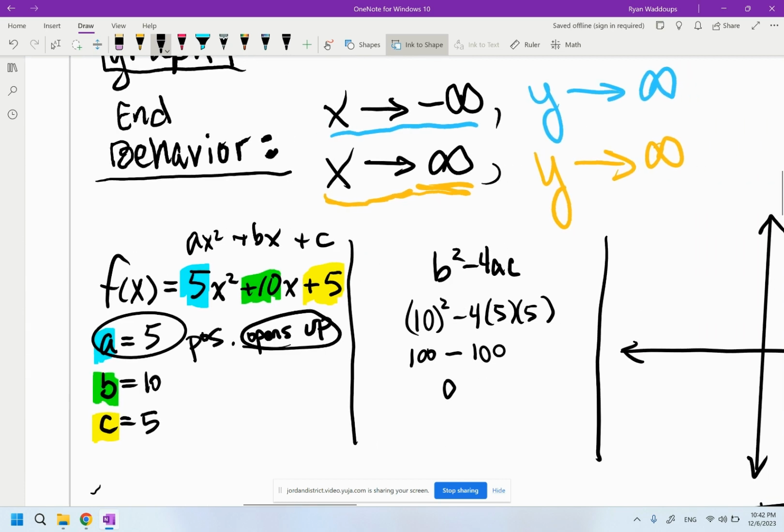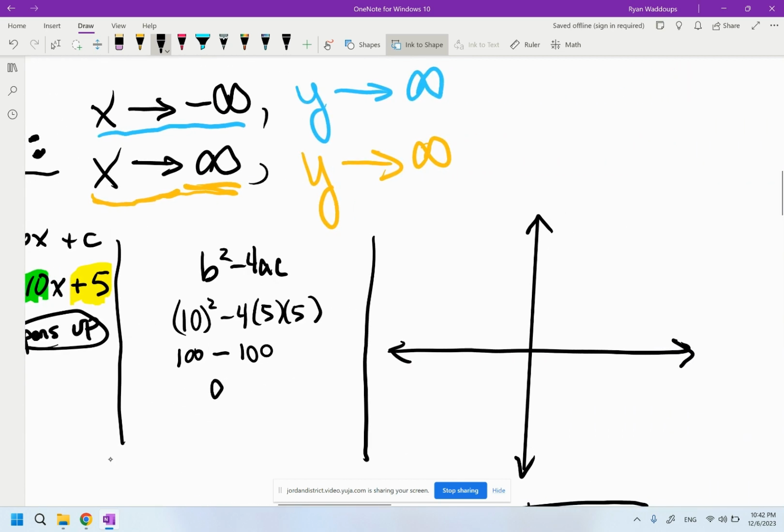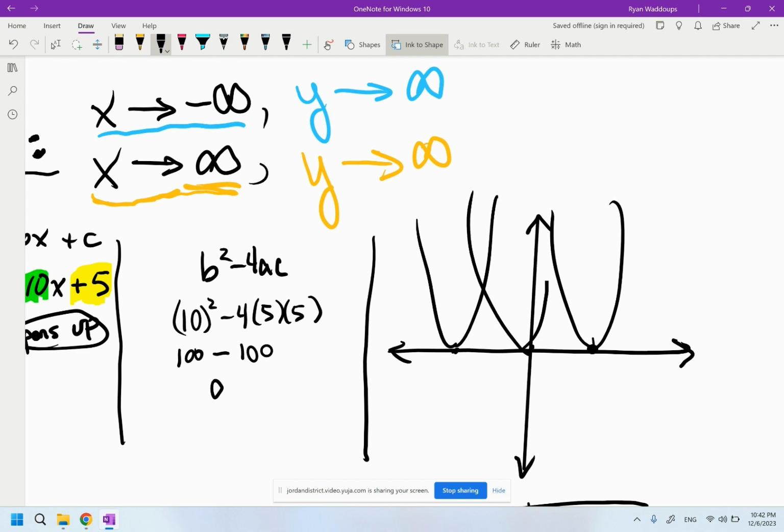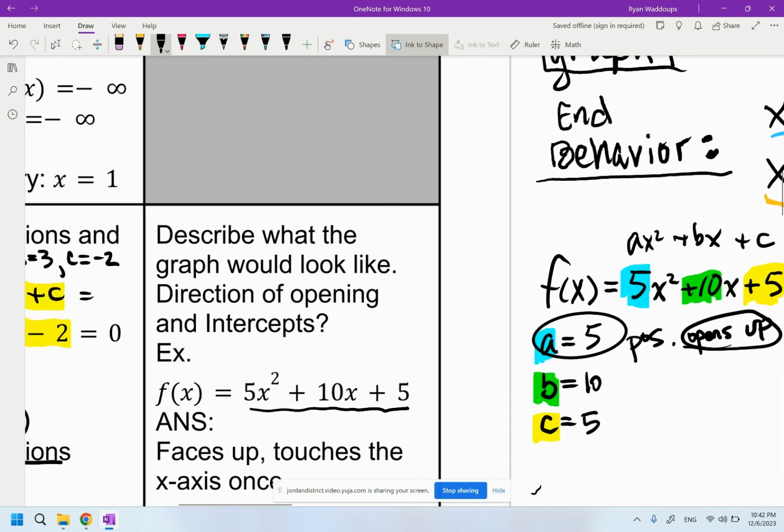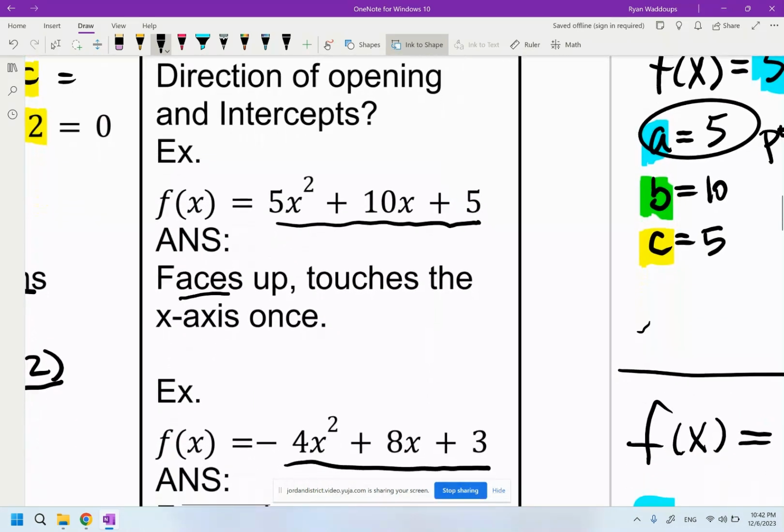And if it opens up, now I don't know where the x-intercept is, but it could look something like this, or it could be over here, or it could be right here. But it's going to be something like this. It touches the x-axis once, and it's upward facing. So that's why this says here it faces up, touches the x-axis once.